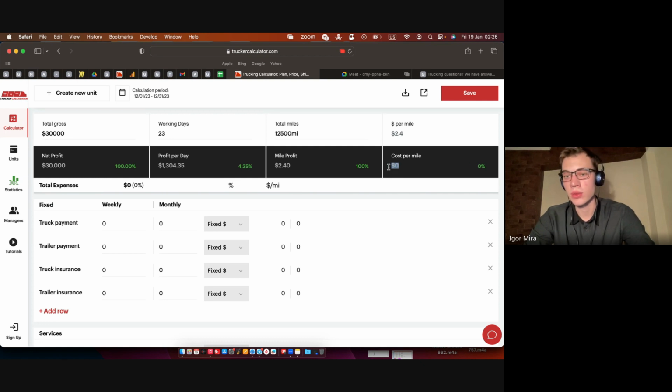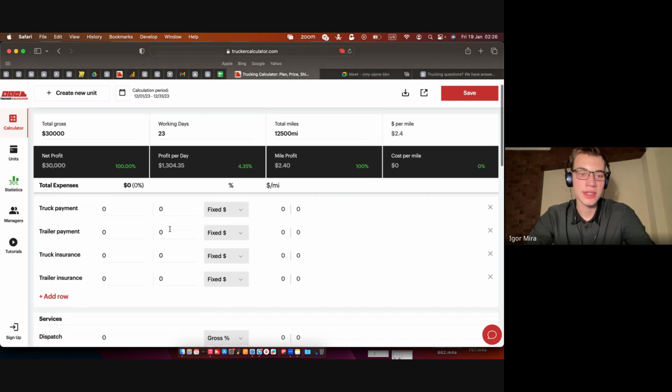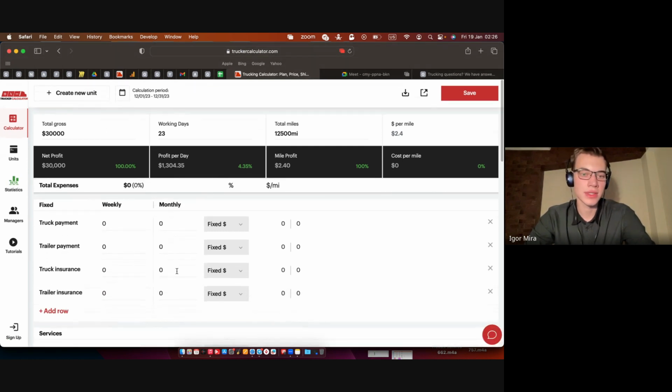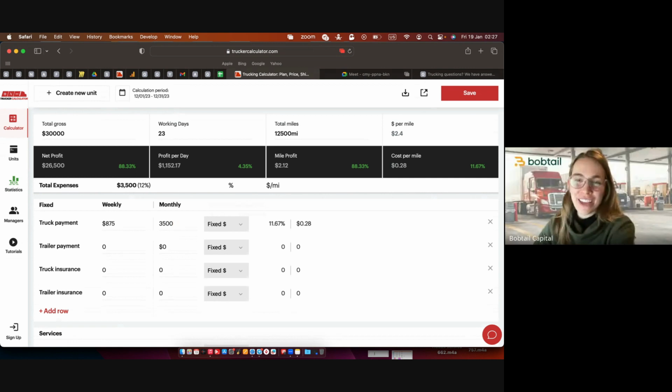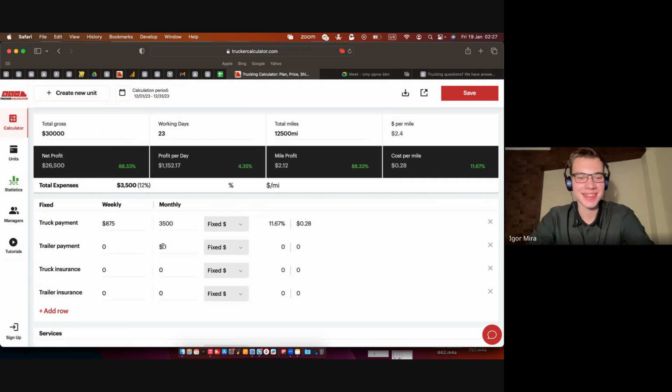As you can see right now, it's 0. I didn't manage to enter all of these expenses for the December month in this calculation, but the cost per mile is basically your total cost of trucking divided by the miles that you've done. So, for example, if I enter some expenses over here, sorry, I hope that's 35,000, not... I hope you don't have a $35,000 truck payment. Yeah, exactly.